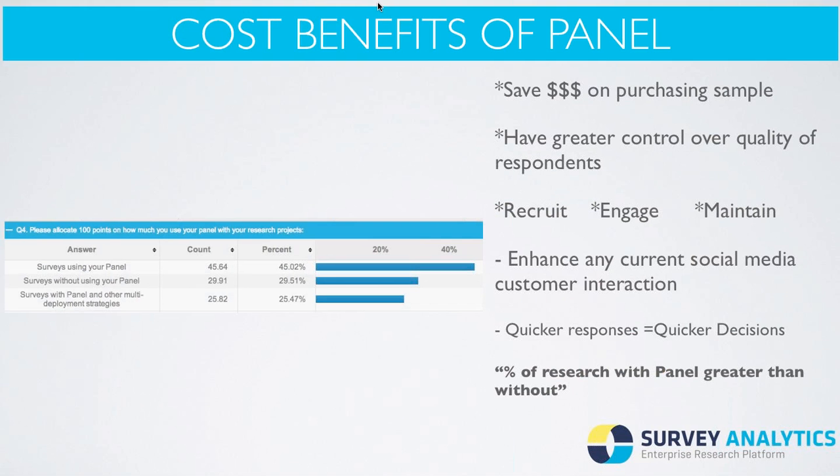And this is interesting. The percentage of research with panel is greater than without. And that came from our survey that we sent to all of our clients earlier. And we asked those who are currently using the panel management tool, please allocate 100 points on how much you use your panel with your research projects. And you can see the breakdown: surveys using the panels at about 45%, surveys without the panels at about 29-30%, and then surveys with the panel and some other multi-deployment strategies at about 25%.